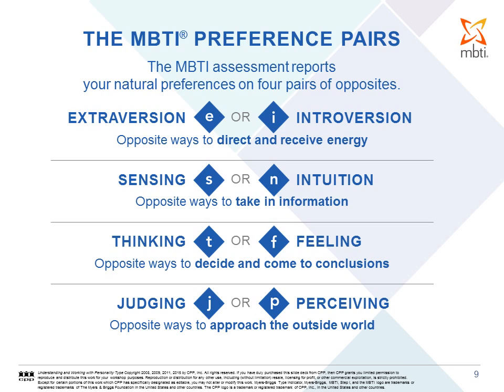So the 8 preferences, or the 4 pairs: extroversion and introversion measure the way that you receive energy and the world that you live in, the outer world or the inner world, and how you get energy. The sensing or intuition pair measures how you take in information. Thinking and feeling is the third pair, and that measures how you decide and come to conclusions. And then the last pair, judging or perceiving, those are opposite ways to approach the outside world. I'm going to talk more about each of those.